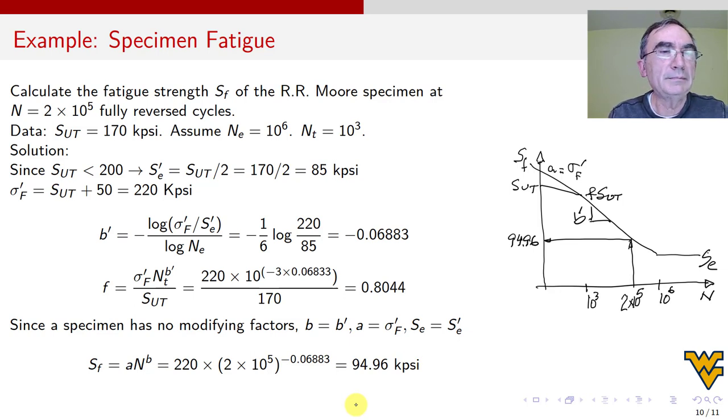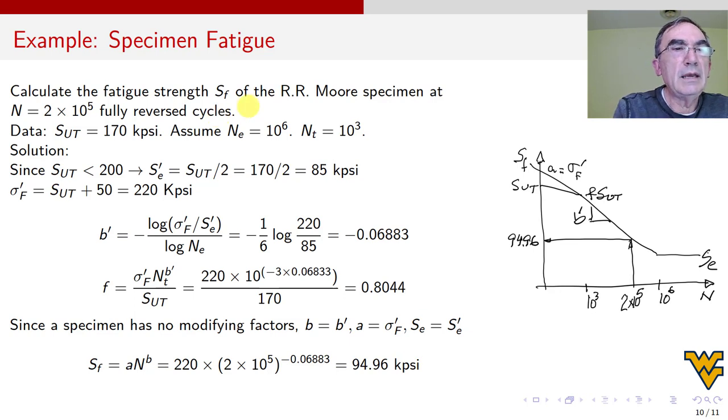It's a simple example. Calculate the fatigue strength SF of the R.R. Moore specimen. What is the fatigue strength at N equal to 2 times 10 to the 5 fully reversed cycles? Well, this is redundant, because if it's an R.R. Moore specimen, it has to be fully reversed. I explained that in the previous video: you go plus minus with a sinusoid.